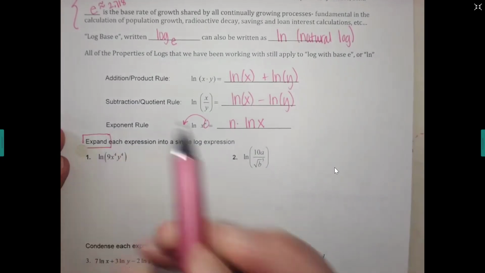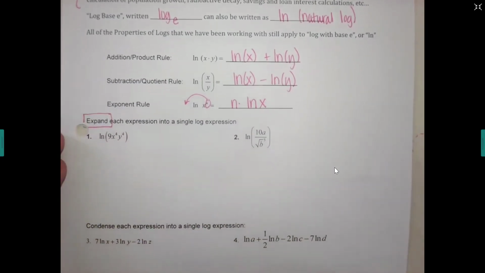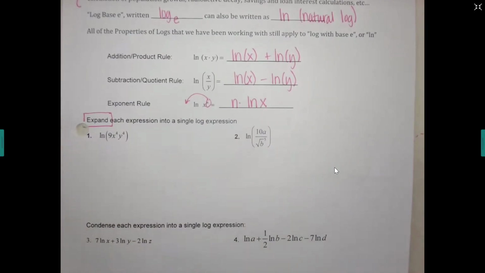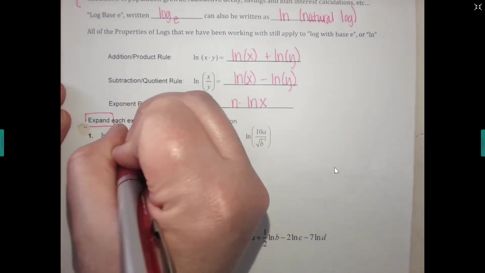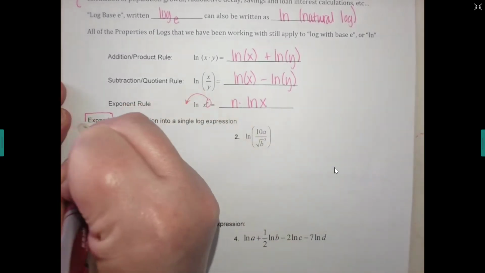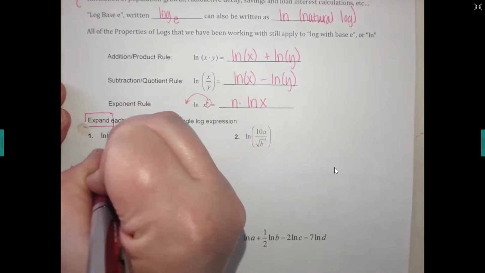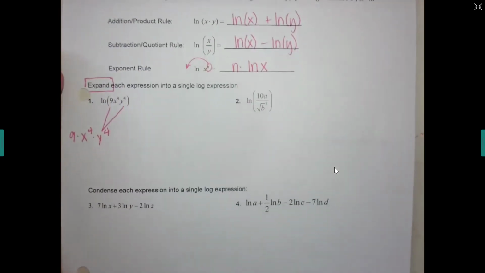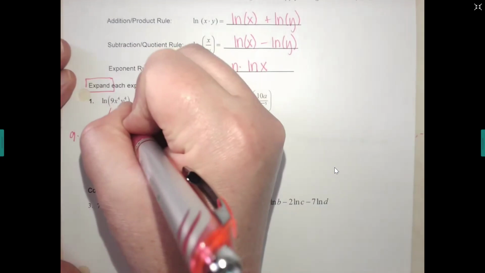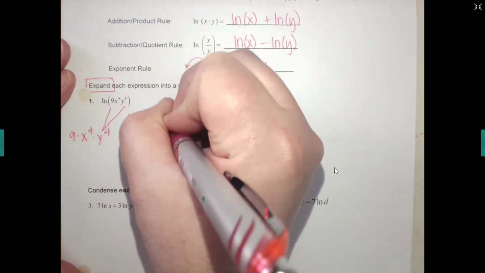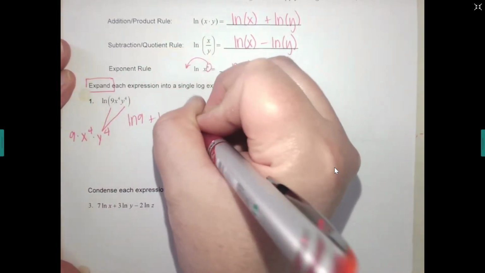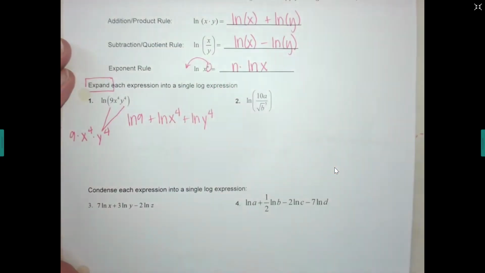Remember, expand is where you go from one log to nobody sharing a log. So if I'm doing number 1, my 9, x, and y are all together. They want to all be separated. So this is a 9 times an x to the 4th times a y to the 4th. How can I separate multiplication? Do I use plus or minus? Plus. Very good. So it'd be ln 9 plus ln x to the 4th plus ln y to the 4th.